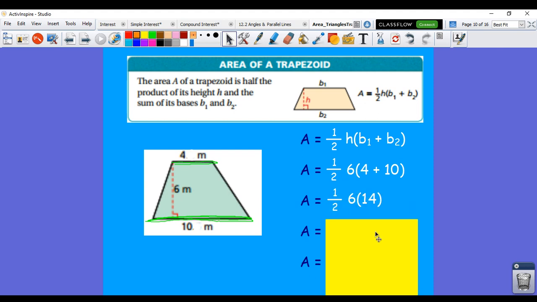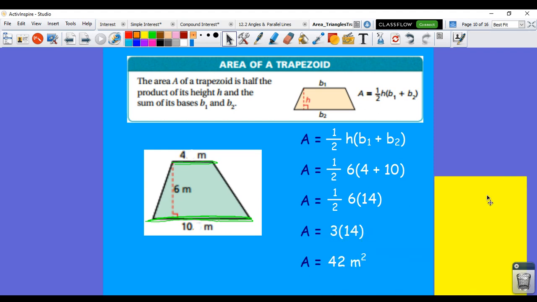So now I have 1/2 of 6 times 14. 1/2 of 6 is 3, right? Or 6 divided by 2. Think about it that way. Is 3. And then 3 times 14 is going to give me 42 meters squared. And remember, you can use a calculator for these as long as you're showing the steps. So this is all the work that you would have to show, just 5 lines of work, but you can do the actual calculations in your calculator.